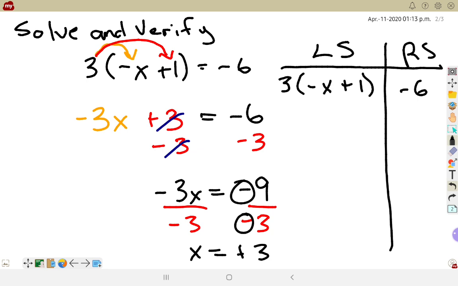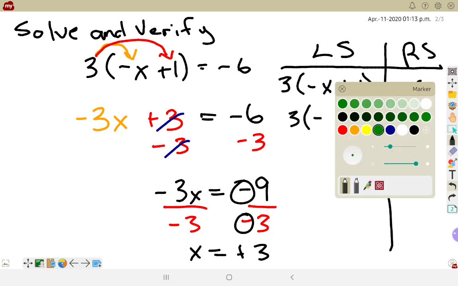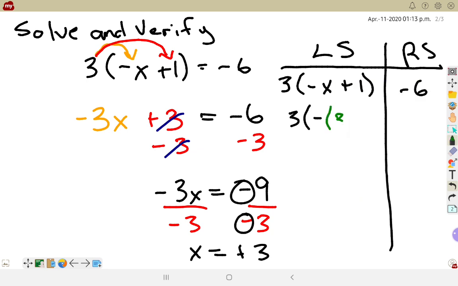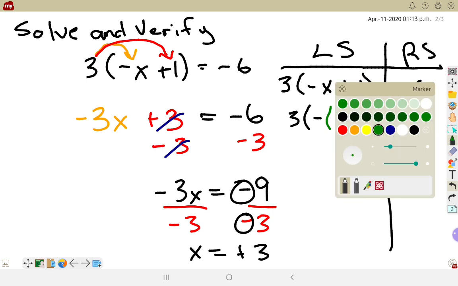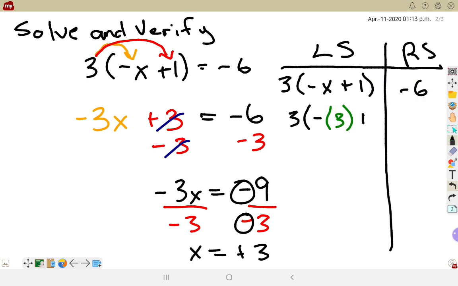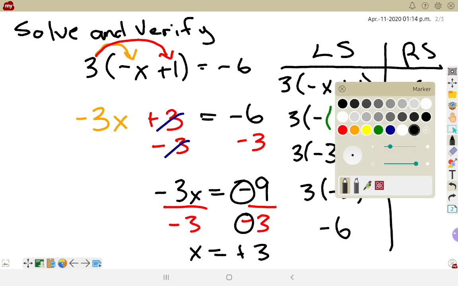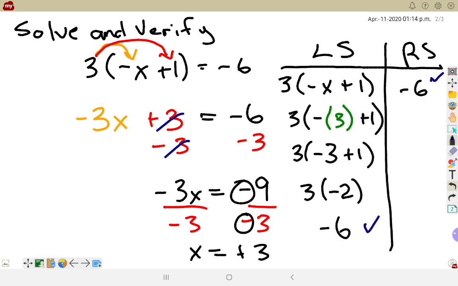Okay, and what I need to do is instead of writing x, I'm going to substitute in that value of positive 3. Everything else stays the same in the same order. So the negative positive 3 really makes it now become a negative 3. And negative 3 plus 1, because it's inside the brackets, becomes negative 2. And then 3 times negative 2 would be negative 6. And we have the same thing on both sides.